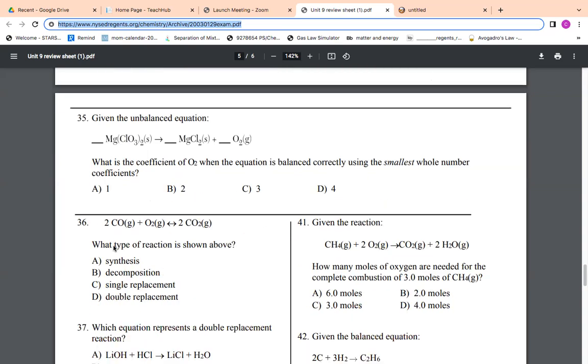Next, what type of reaction is shown above? Again, another example of a synthesis reaction. 2 separate substances coming together or combining to form 1 larger compound.